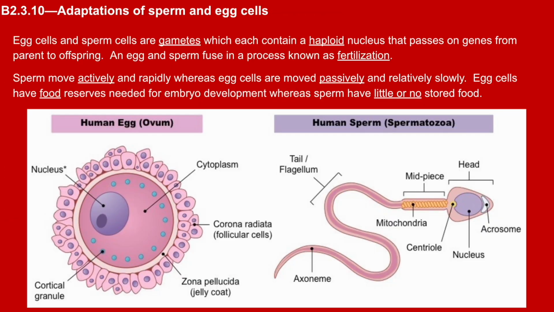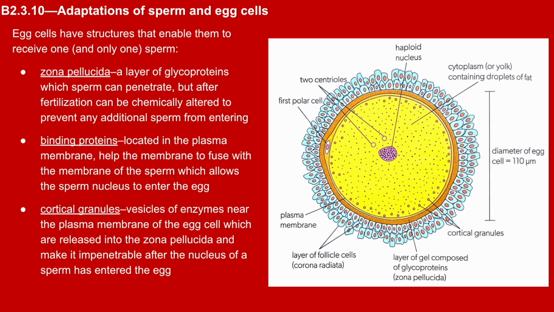Okay, adaptations of sperm and egg cells. These are our gametes, our sex cells. They each contain a haploid nucleus, and when they fuse together, we call that fertilization, and they form a zygote. Sperm are active movers, egg cells are moved passively and slowly. Egg cells have food reserves, sperm have little or no stored food. So let's break down some adaptations to wrap up this video.